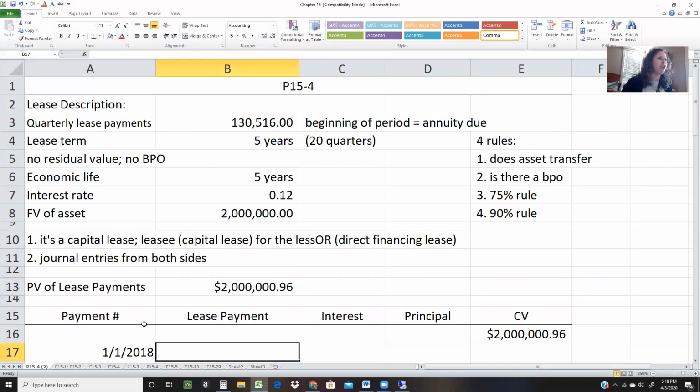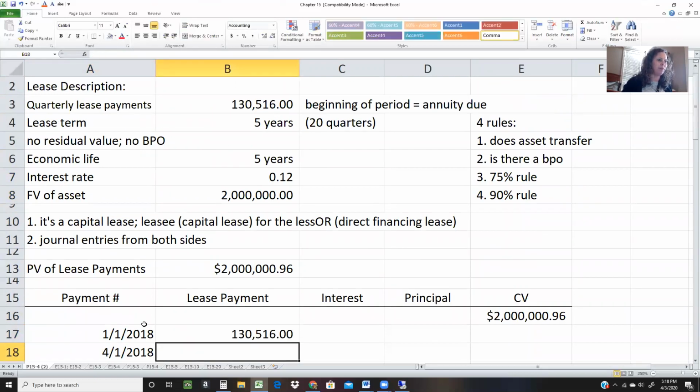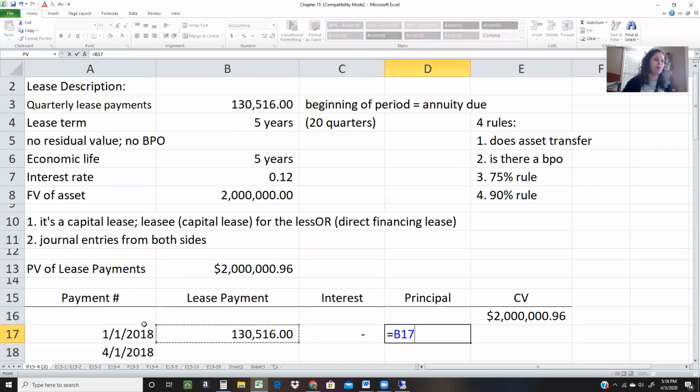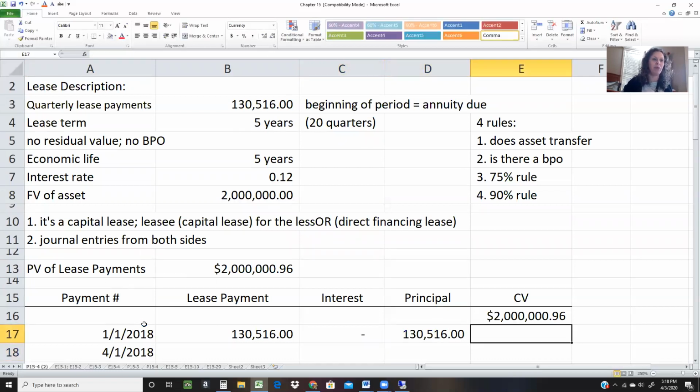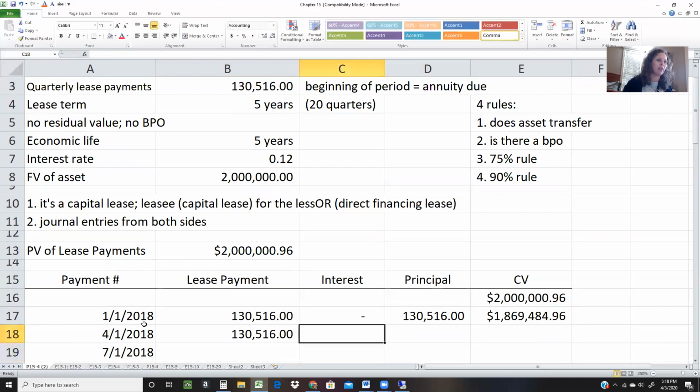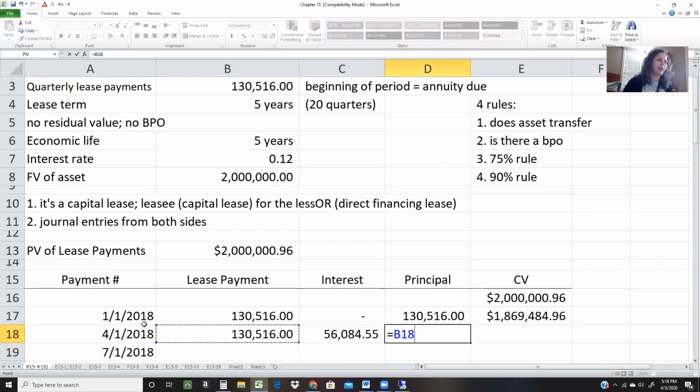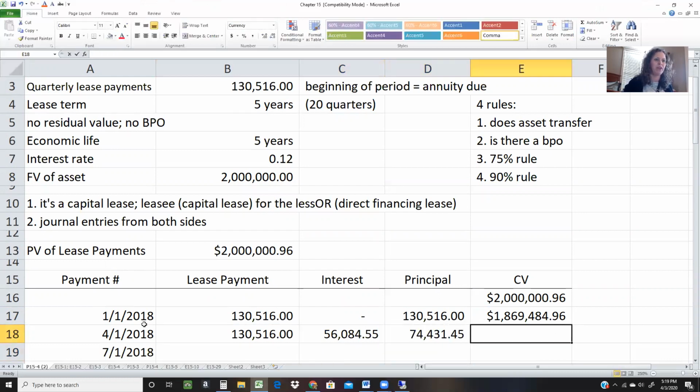So our payments are $130,516. Okay. My interest on my first payment is 0. So the principal, the difference, that's that reduction in principal. So with that first payment, it all goes to principal. Second payment, though, our interest will be based on the outstanding balance, 12%, but it's quarterly, so times a 4th, or divided by 4, however you want to do it. So my difference is 74 or something, and it knocks off.